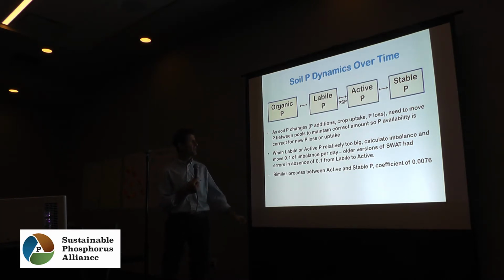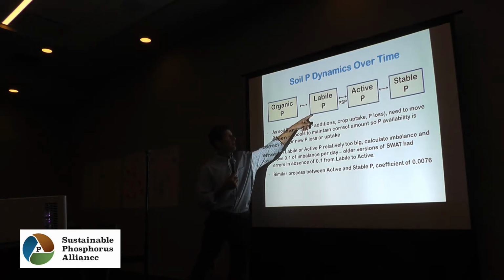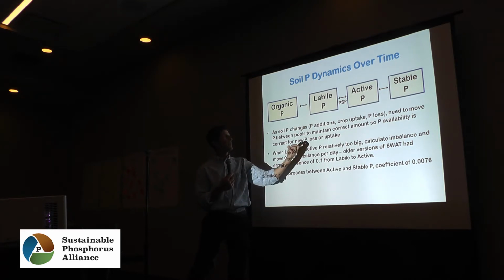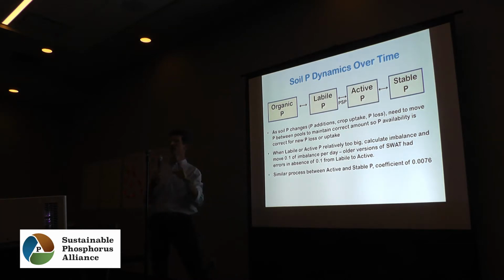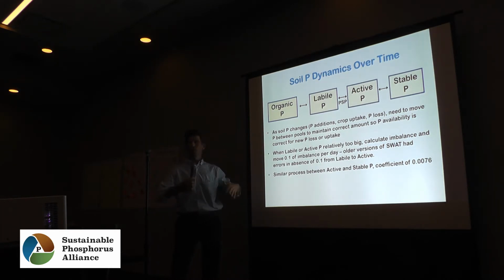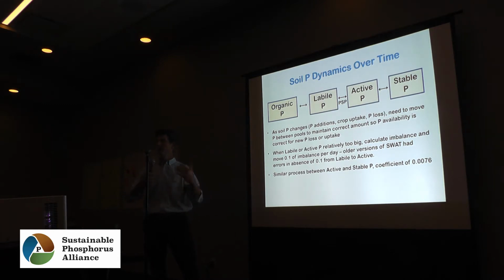I'll just mention what a model like SWAT is doing. As you pull phosphorus out of labile P, it's too small relative to active P, and so it calculates an imbalance between the two, and it moves 1/10 of that per day. It wants to always reestablish that equilibrium between these pools. And it's doing something similar between active and stable P.